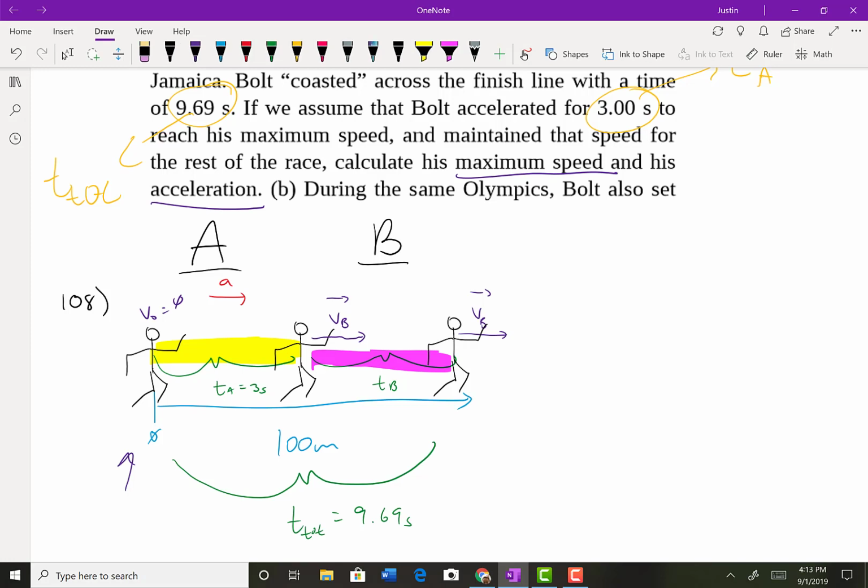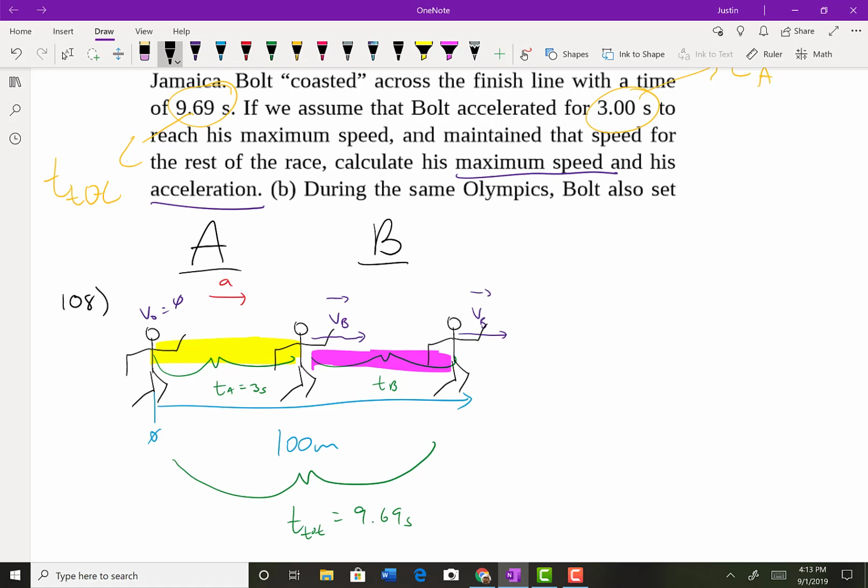In between here, we have some abrupt acceleration happening. And the best way to solve problems like this is to split them into two parts, hence why I'm doing A and B. The total time it takes is 9.69 seconds, so I got that written down there. I know it's a 100-meter dash, so his total distance is going to be 100 meters. That might be useful. And I know that they said he accelerates at a uniform acceleration for the first 3 seconds, so I'm calling T_A 3 seconds there.